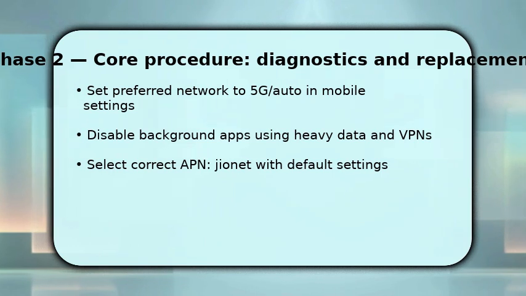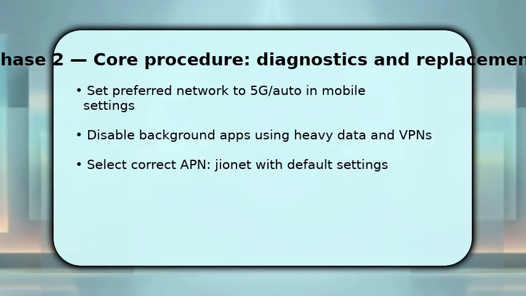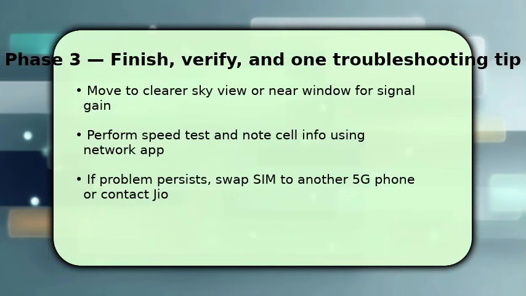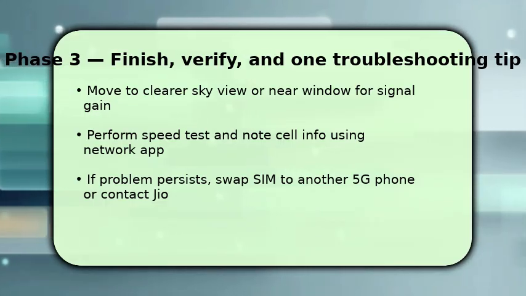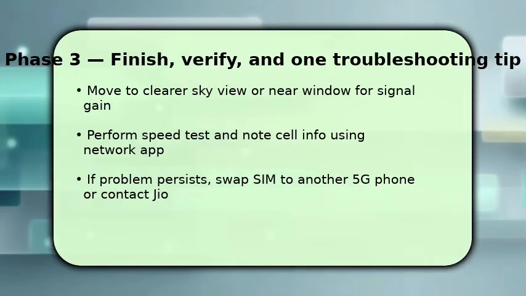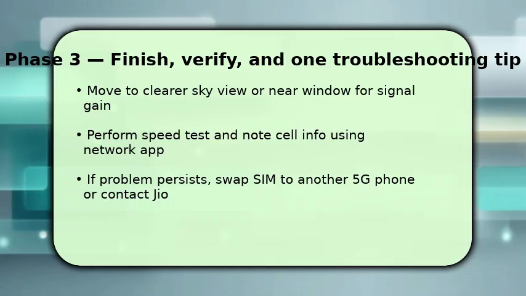To finish, move to a clearer location, near a window or outdoors, because obstructions dramatically cut 5G performance. Once there, run a speed test and record cell and band details using a network information app so you know what to report. If speeds remain poor, swap the SIM into another 5G-capable phone to isolate device issues. And if still slow, contact Geo with the recorded data.